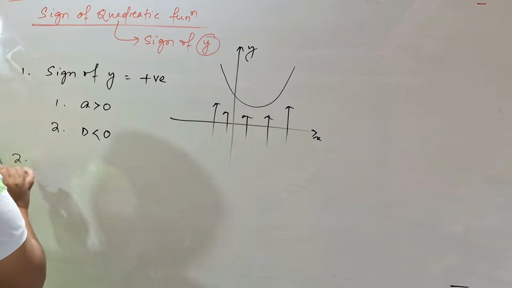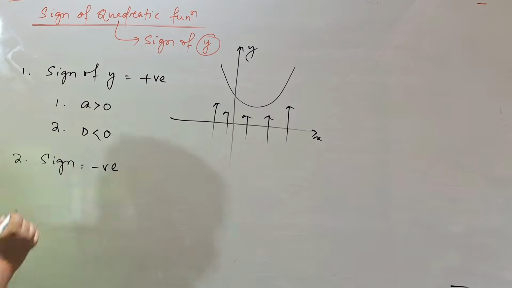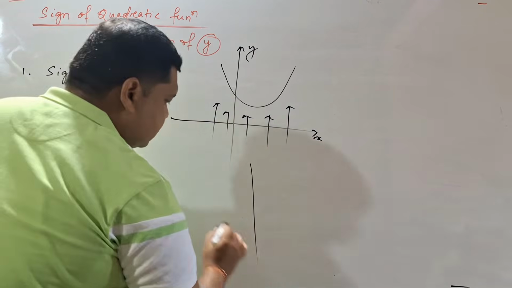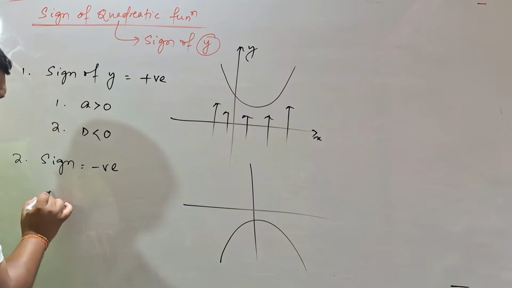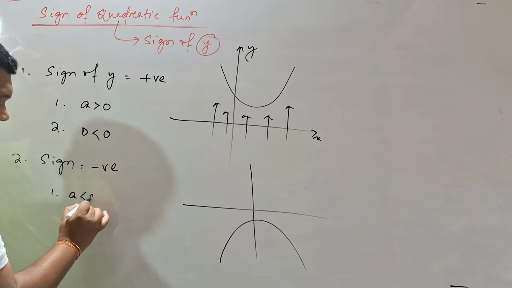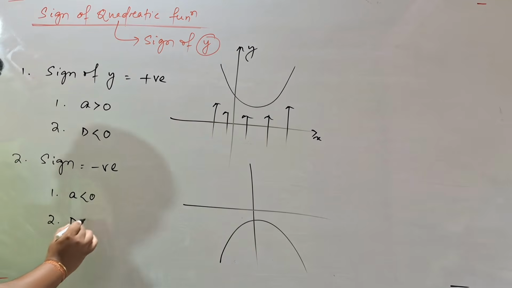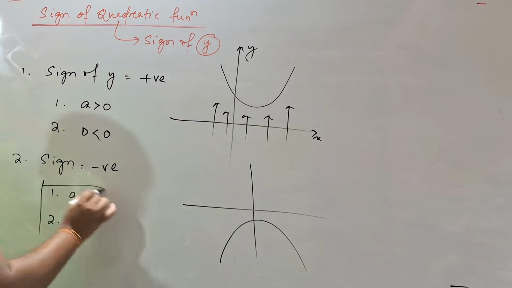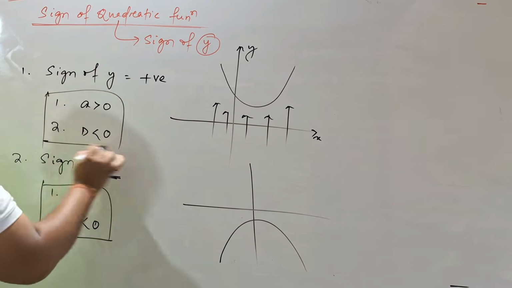Similarly, the second important key point: the sign is negative. When the sign is negative, you attain negative values like this. So here the first condition is a less than 0, downward facing. The second condition is that d is also less than 0. So under these conditions the sign is negative, and under the earlier conditions the sign is positive.